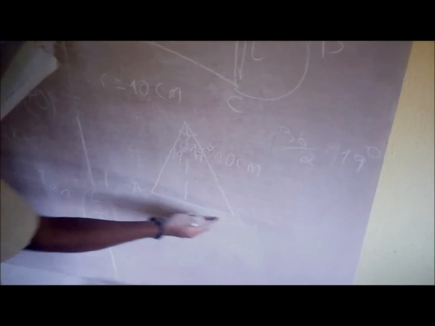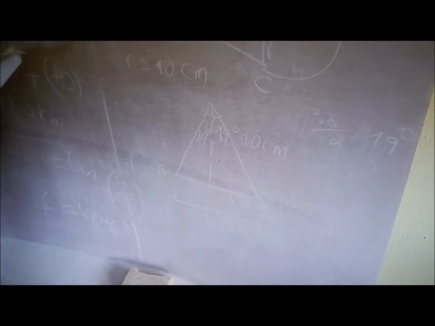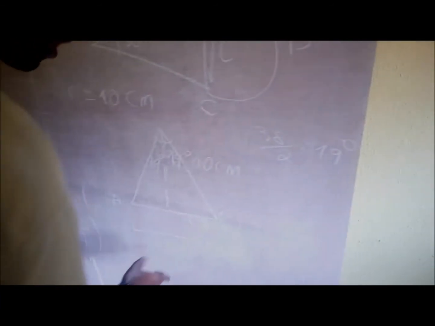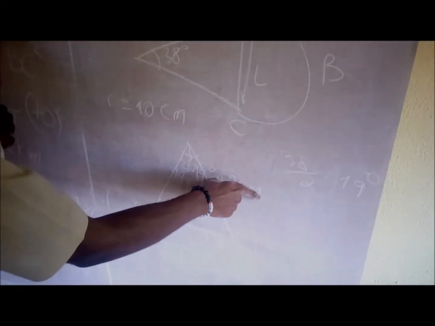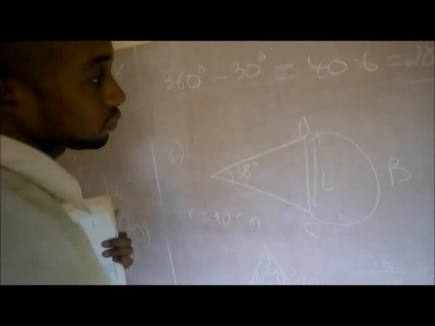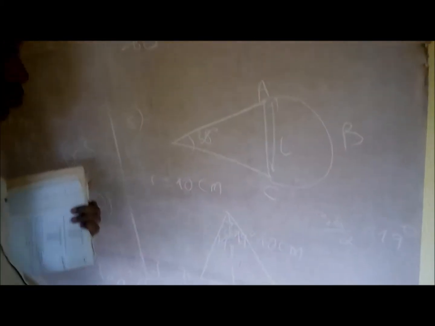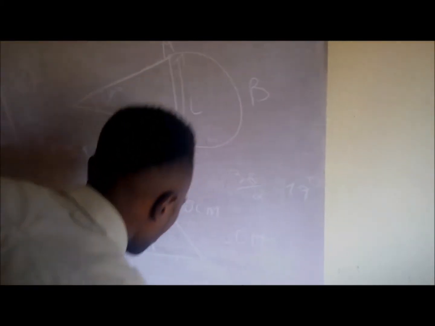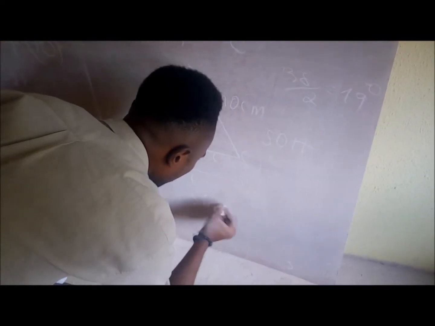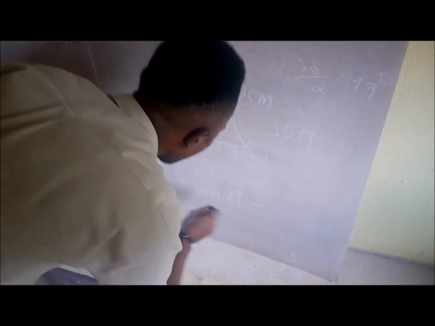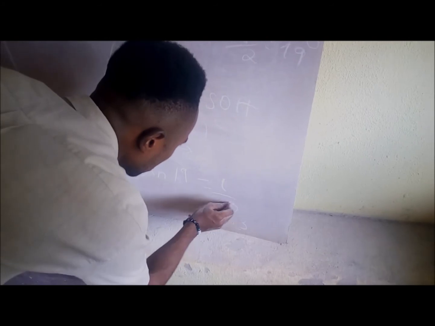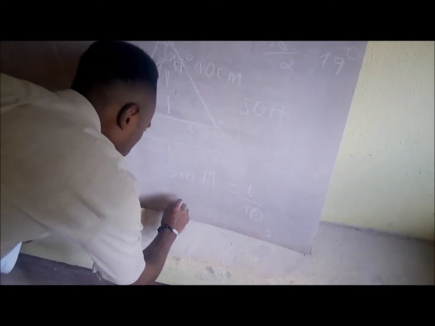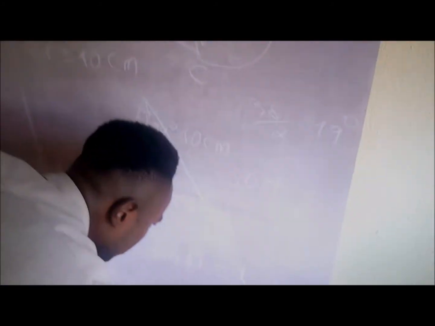Here is the angle, that means here is the opposite, this one is the adjacent, and we need to find this L. Opposite and hypotenuse, because we have these two values, it is sine. So I have sine 19 is equal to opposite, which is L, divided by 10. Then I'll have my L is equal to 10 sine 19.